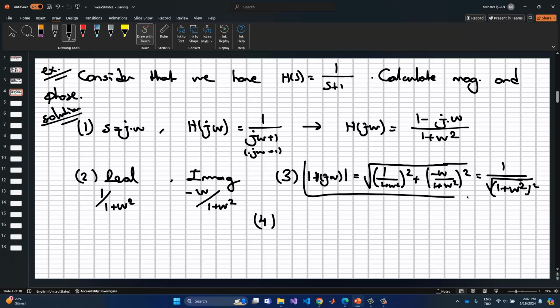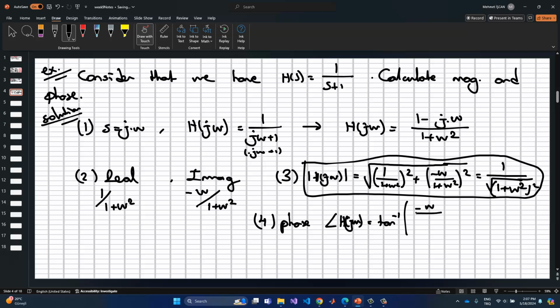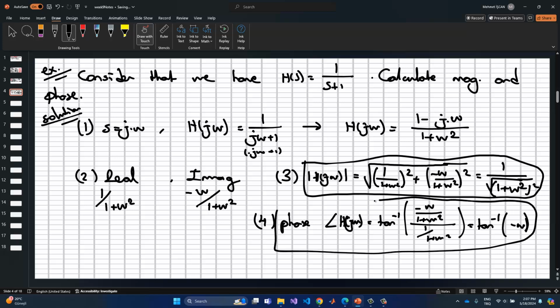This is the magnitude of these terms, and also the phase can be written as H(jw), which is equal to the tangential or arctan of minus w, over 1 plus w squared, and so the tangent inverse value, or the arctan of minus w, can be given for the phase diagrams. Okay, these are the basis for the calculations of these terms.